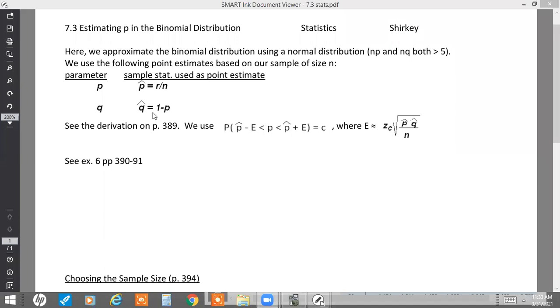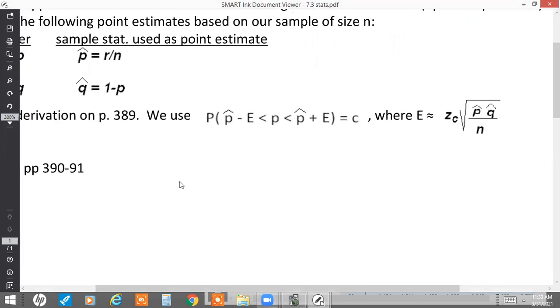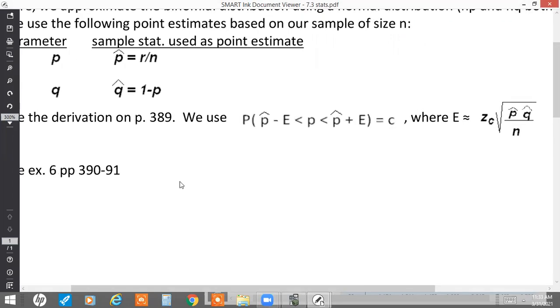And then see the Q hat right here? I made a typo, or I forgot to put something there. So make sure you do this. In fact, let me zoom into this. There we go. All right. Make sure you put a little hat over this Q right here. Q hat equals 1 minus P hat. Right?